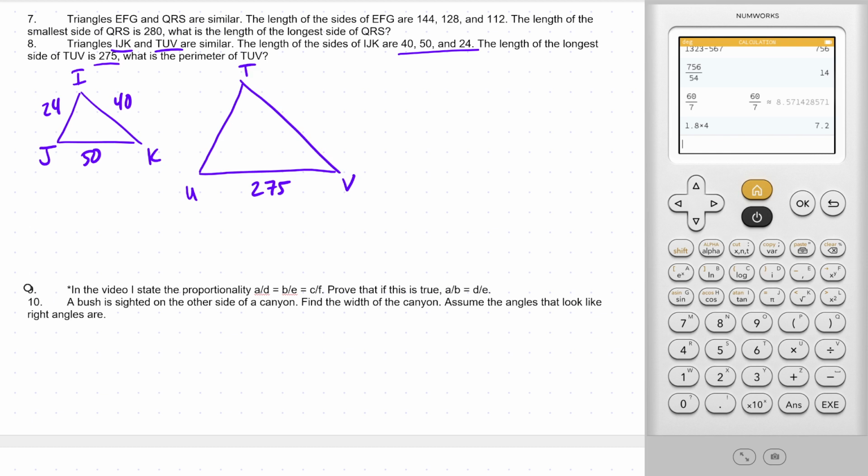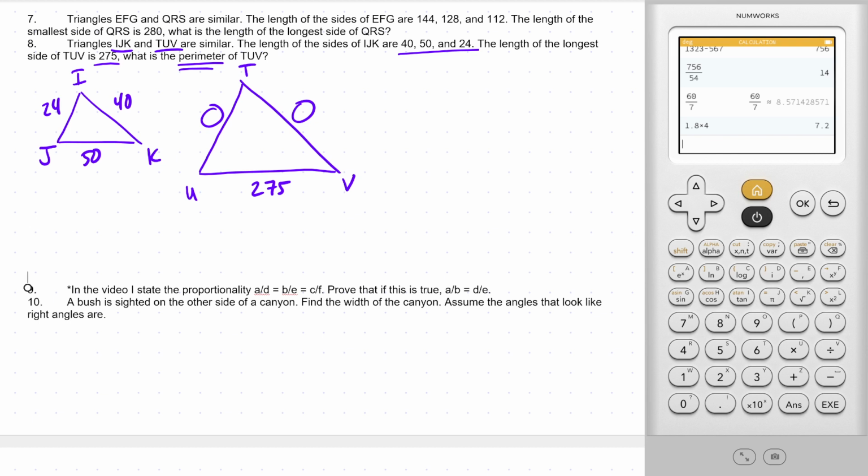Okay, now it's asking me to find the perimeter of TUV, which does trip up students because they'll say, well, wait a second, there are two sides that I don't know here. That's true. However, you do have enough information to find the perimeter of IJK, the first triangle.